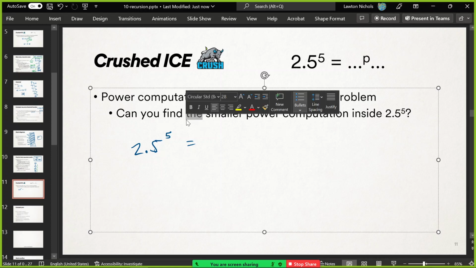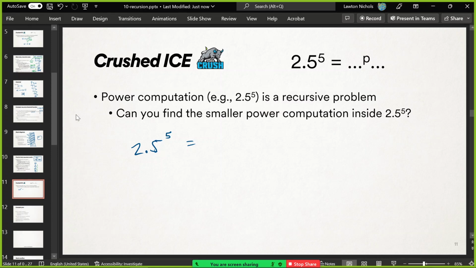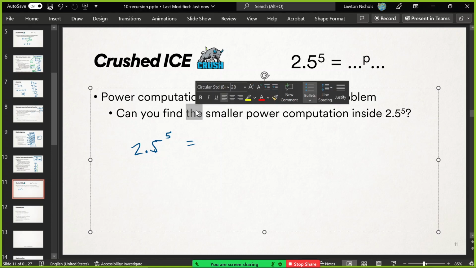I probably shouldn't say the word "the." Can you find a smaller power computation? So it can be multiple.